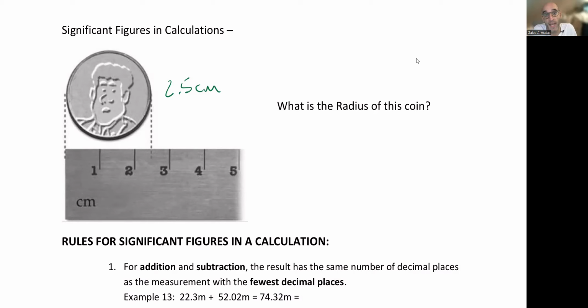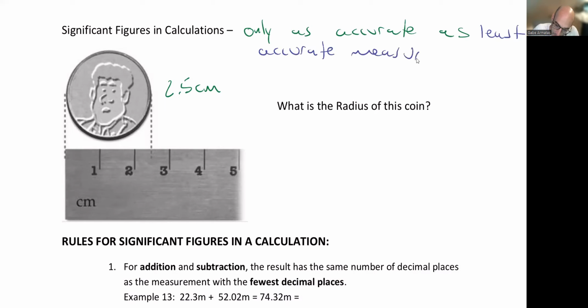So when we're doing calculations on measurements, which we do a lot of, we can only be as accurate as your least accurate measurement. So if I were traveling to work, I traveled 70 miles to work, and then I get out of my car and travel another 300 feet to get to the classroom. How far did I travel?